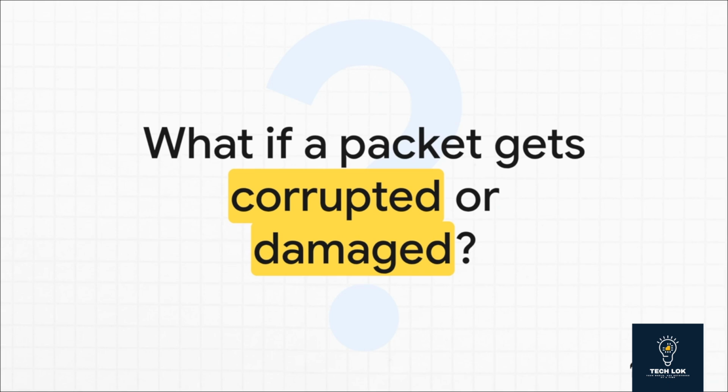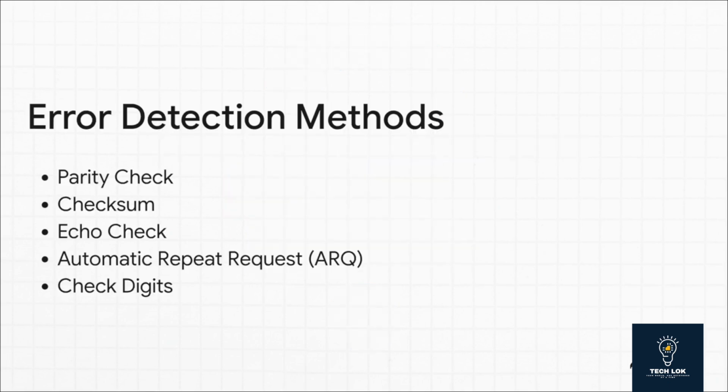So how does the system even know that an error happened in the first place? It knows because it has a whole team of built-in digital inspectors.